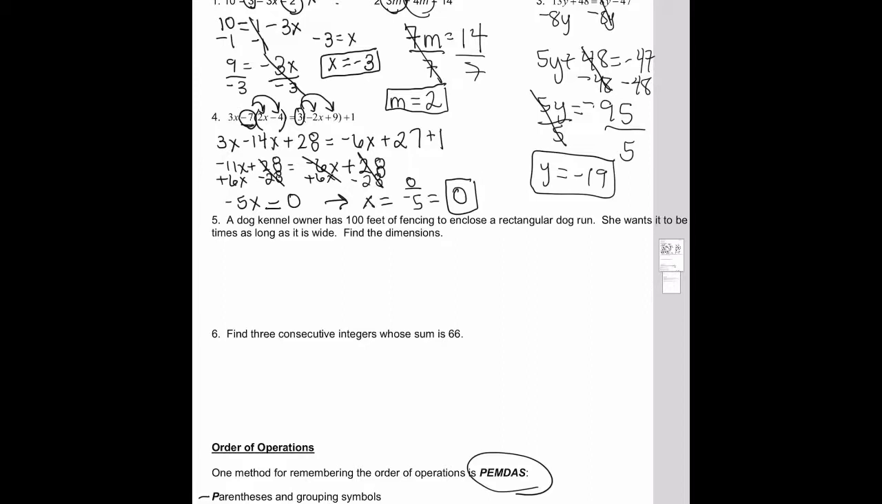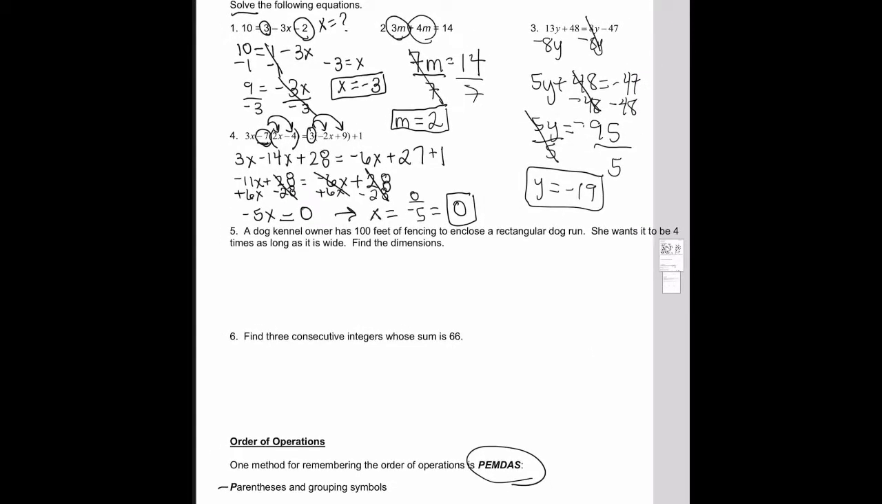Has 100 feet of fencing to enclose a rectangular dog run. She wants it to be 4 times as long as it is wide. Find the dimensions. Okay, so first off, when it says find the dimensions, what is it asking us to find? We want to find length and width, okay?